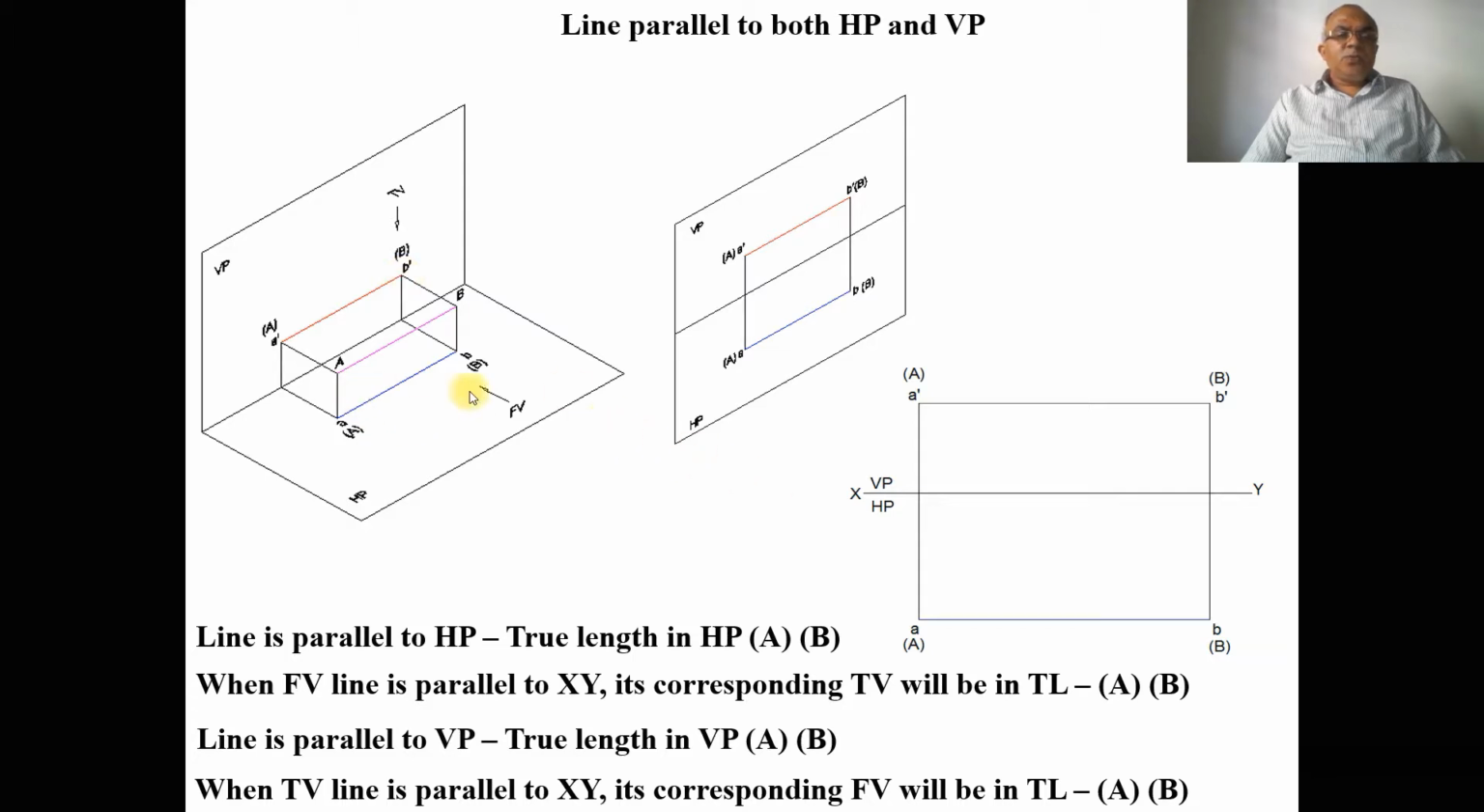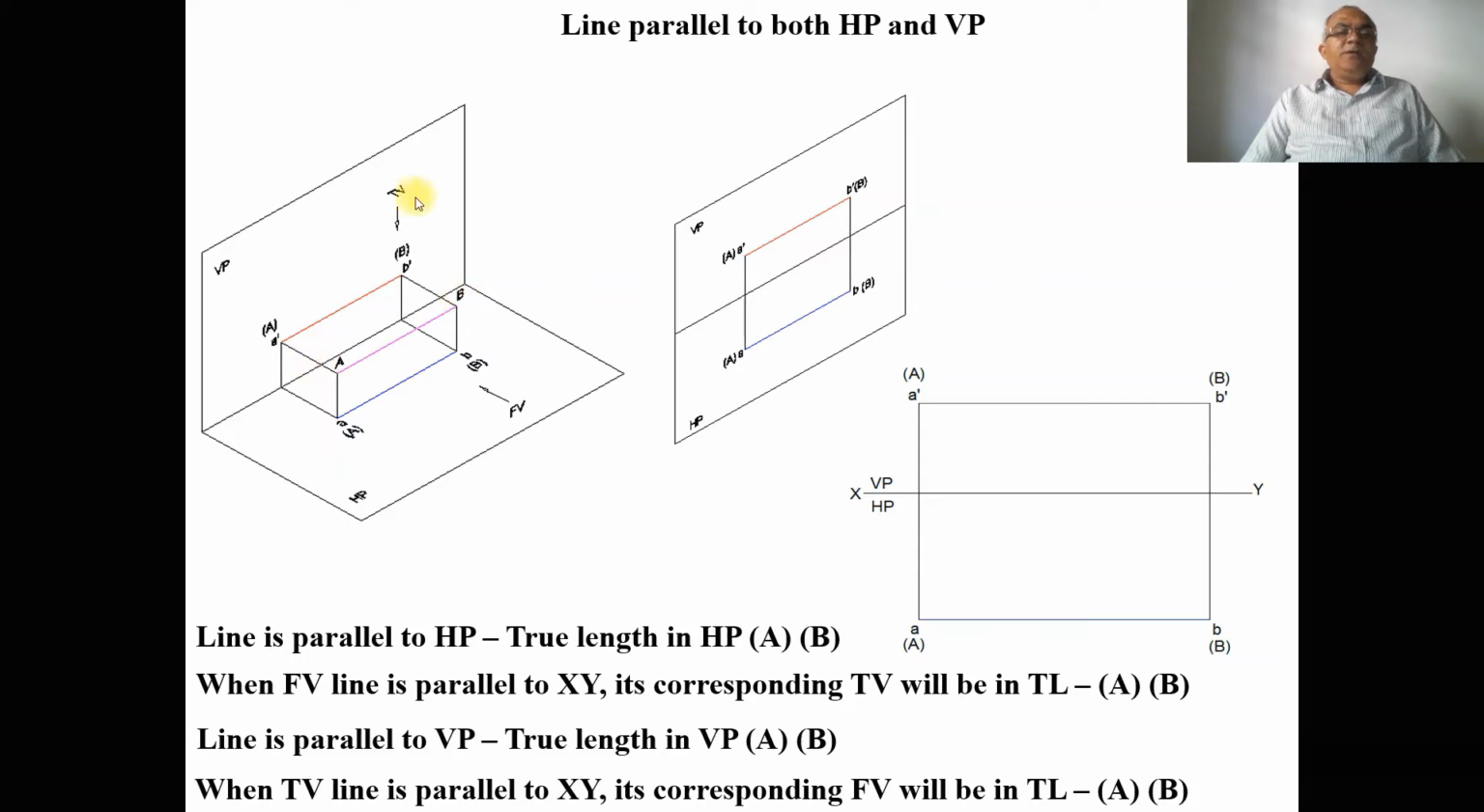When the two endpoints of the line are equidistant from the horizontal plane, then the line is said to be parallel to HP. And when you look from the front view, we can see that the image lies on the vertical plane, which is A dash and B dash. Similarly, when you look from the top view, we can see the points A and B are both equidistant from the vertical plane. So the points A and B are in front of VP by the same distance.